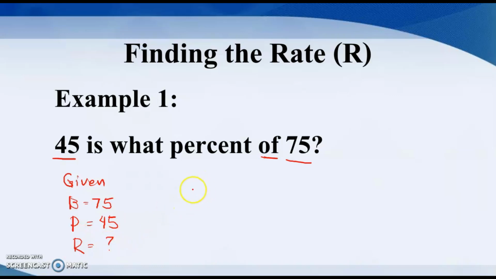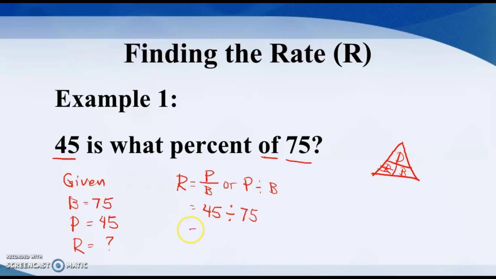Nawawala ang rate. So, ano ba yung formula ng rate? So, ulitin natin yung Techans triangle. Diba? P ang nasa taas, R, B. So, kung ang nawawala ay R, anong natira? P over B. So, P divided by B. So, that is equals to, ano yung percentage natin? 45 divided by 75. So, that is equals to, divide nga natin.